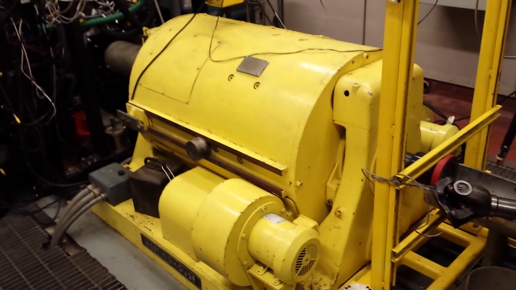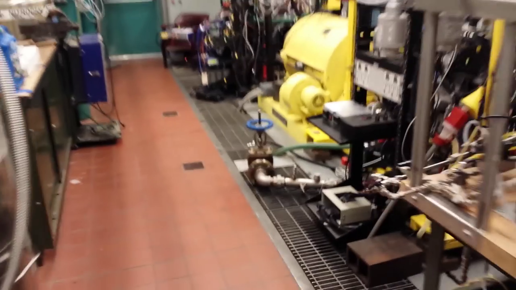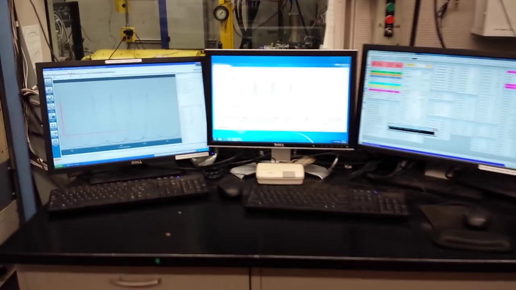Here is our DC dyno, and it's being used to hold the engine at a constant speed right now. As I walk next door, I'm just going to say a little bit about the algorithm itself. The algorithm is an adaptive machine learning algorithm that is learning the combustion patterns as they are happening in real time, adapting to the current engine behavior, and then issuing a control command based off of that.